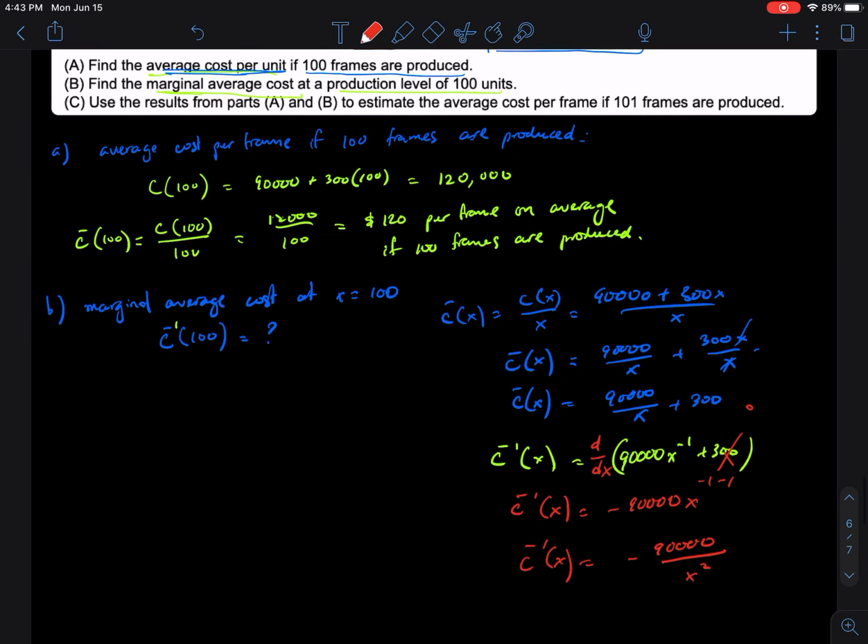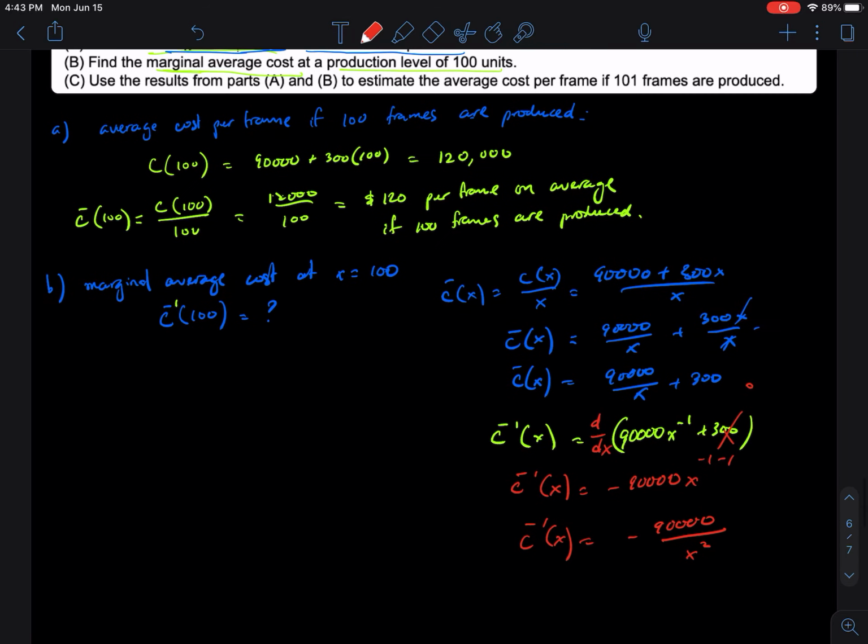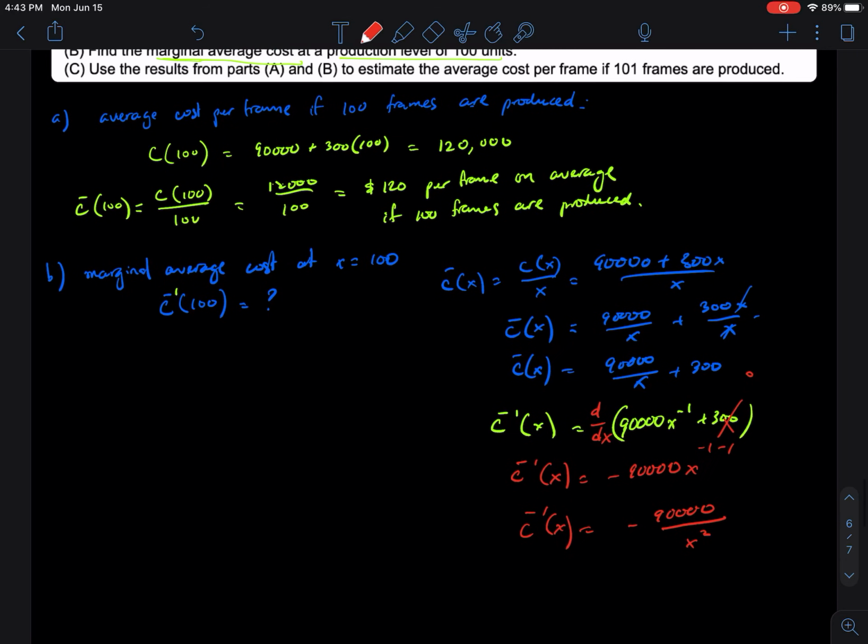Now we want to find the marginal average cost at the current production level of 100 frames being produced. So C bar prime of 100 is minus 90,000 over 100 squared. Let's go ahead and do that: 90,000 divided by 10,000. So it's going to be minus $9.